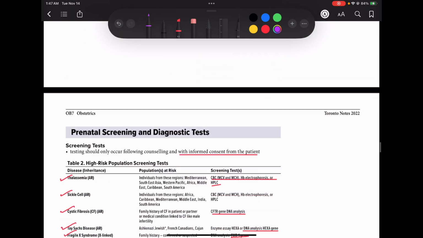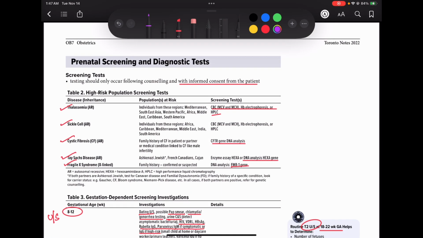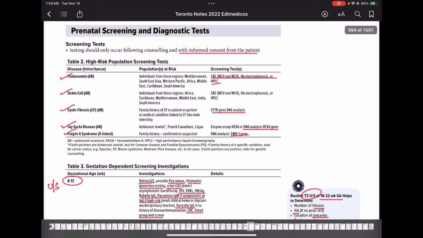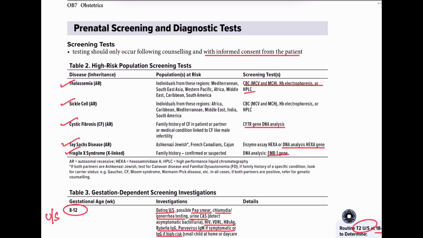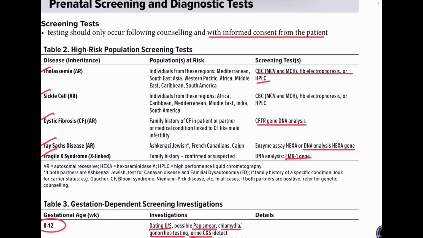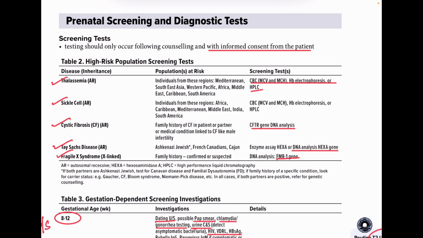Yes, that's pretty much it till here. Now we're going to talk about prenatal screening and some diagnostic testing. Talking about prenatal screening and diagnostic testing, the screening must be done with informed consent from the patient. There are a few diseases which must be screened in a high-risk population. Here's the table: thalassemia, sickle cell, cystic fibrosis, Tay Sachs disease, Fragile X syndrome. These are some populations in which there's more prevalence of these diseases, and they have more tendency to acquire these diseases.